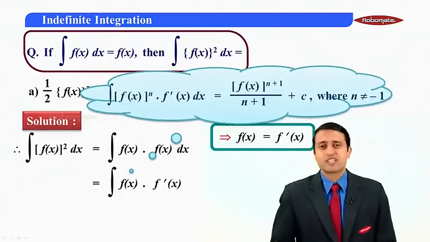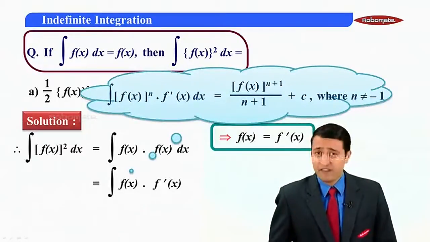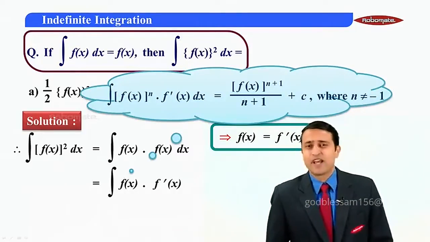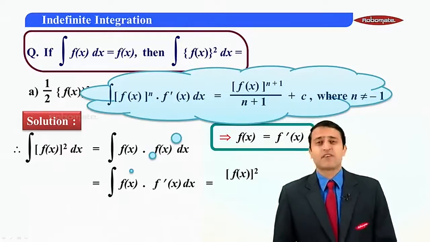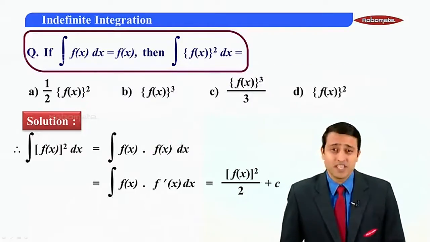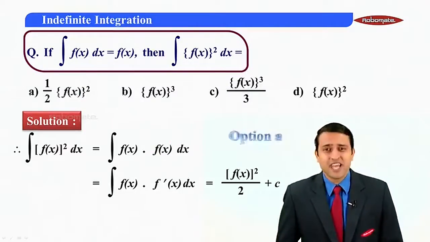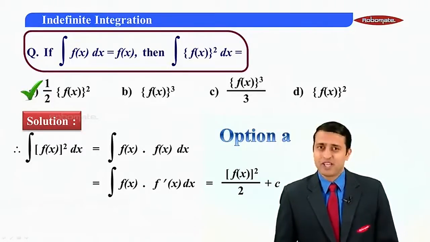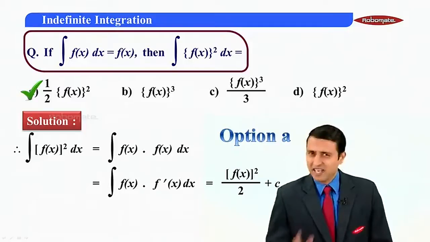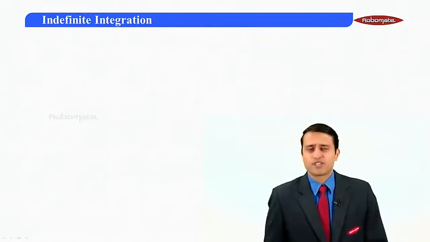Is that okay, students? Now this is of the form f of x raised to n into f dash of x. So as per the formula, what I'll get in the next step is f of x the whole square upon 2 plus c, which is my option A, and therefore the correct answer is option A. Is that okay? A very basic question. Let us see something similar in the next question.